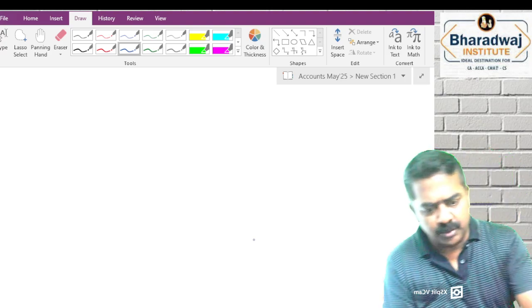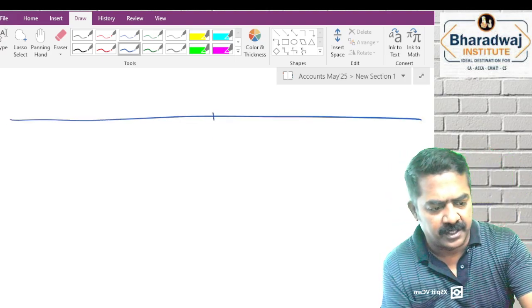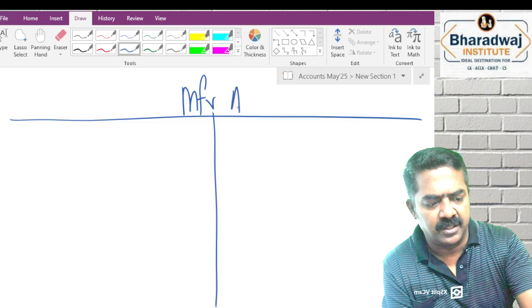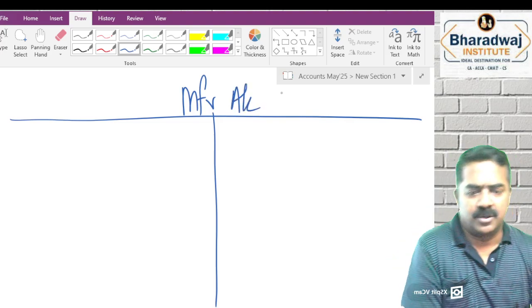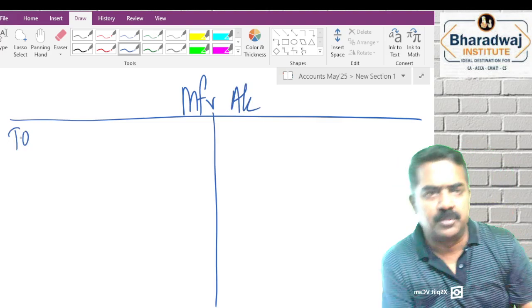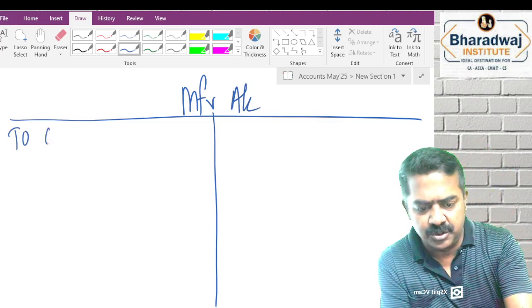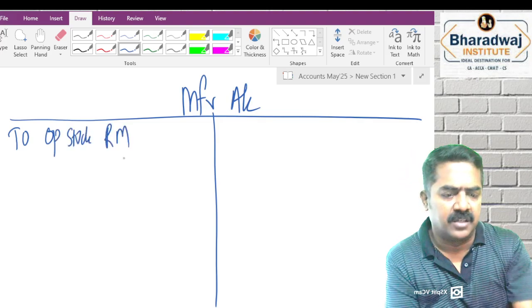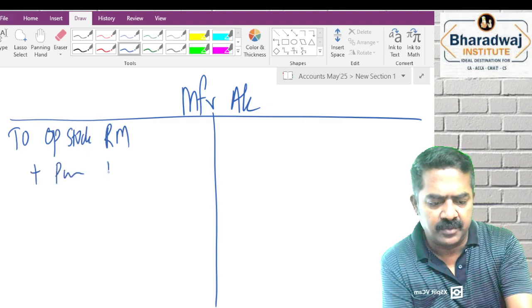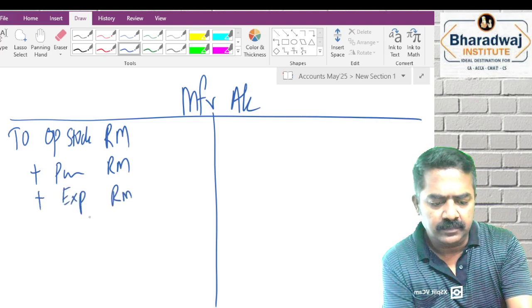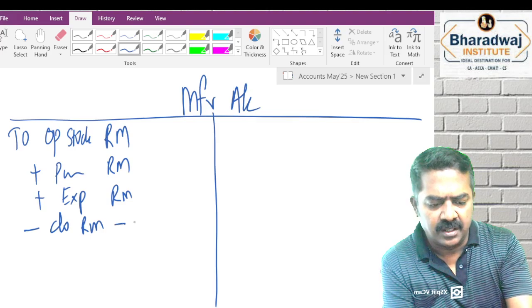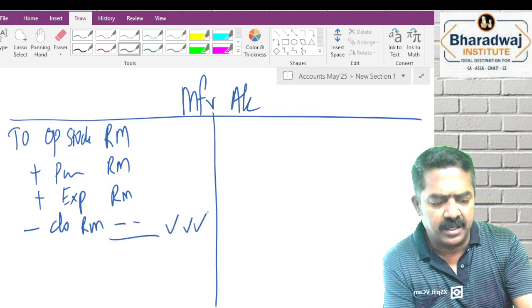So manufacturers first want to know the cost of production. For that, they prepare a manufacturing account. They work out raw material consumed. They take opening stock of raw material, plus purchase of raw material, plus any expenses related to raw material, minus closing stock of raw material. They will get raw material consumed.